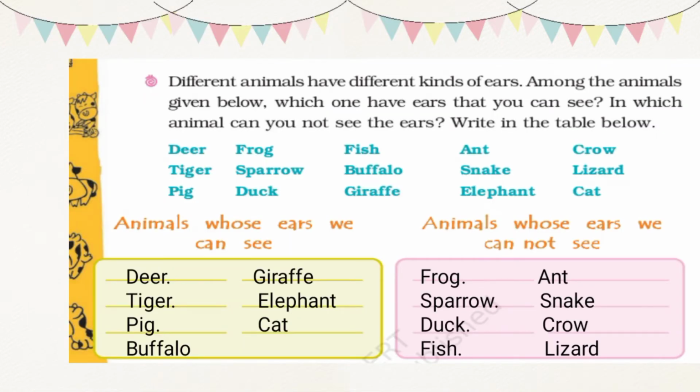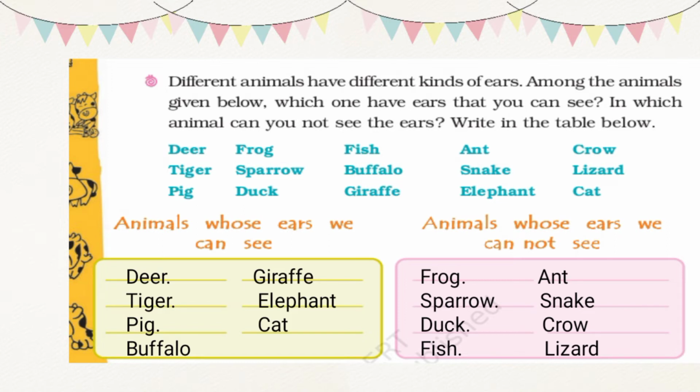Different animals have different kinds of ears. Among animals given below, which ones have ears that you can see? In which animals can you not see the ears? Write in the table below. So all the animals have ears. Some we can see and some we don't. So here are some animals listed down. So you have to separate them. So in the columns: animals whose ears we can see, animals whose ears we cannot see.